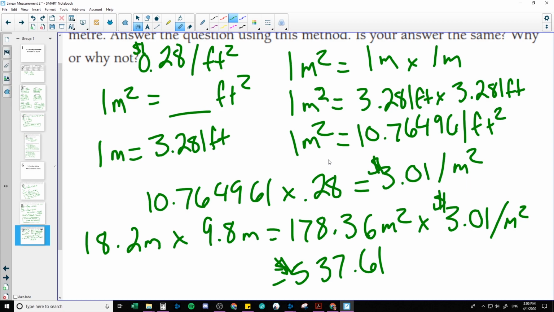All right, so just remember that. It won't be as simple as just saying, okay, how many feet go into a meter? Let's times that. Okay, we can't just say 28 cents times 3.28 feet and get an answer. It's not going to give us the right answer because this is a squared. This is feet squared, whereas this is just linear feet. All right, so don't forget that.